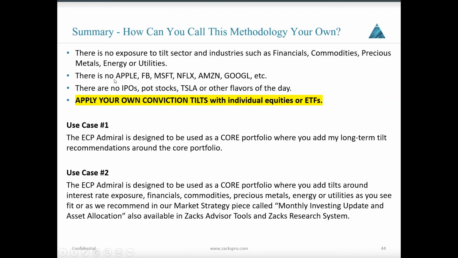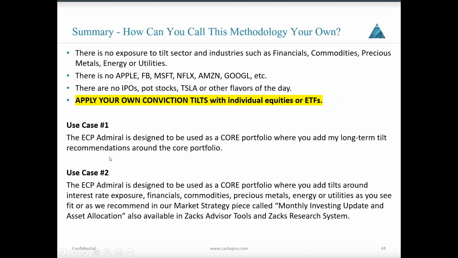I've already spoken of the fact that in the core portfolios, there's no Apple, Facebook, Microsoft, Netflix, Amazon, Google, no IPOs, no Teslas, no pot stocks. So the idea is you can apply your own conviction tilts. You can do it with ETFs, you can do it with equities, whatever you want to do. Just start thinking about how you can blend this concept of recession proofing your core equity portfolios in with what you're doing now.